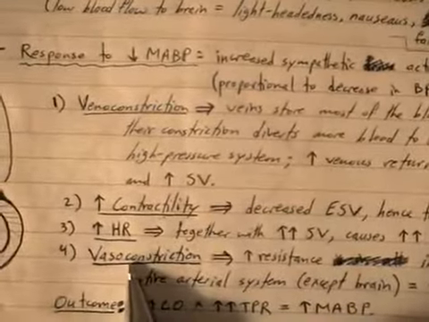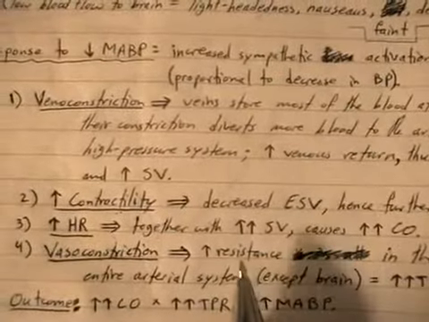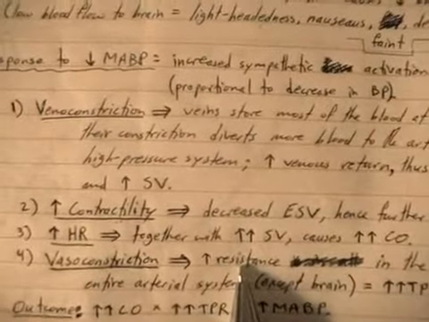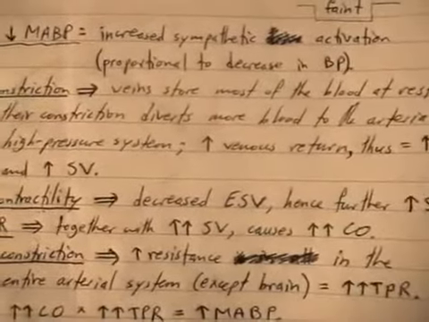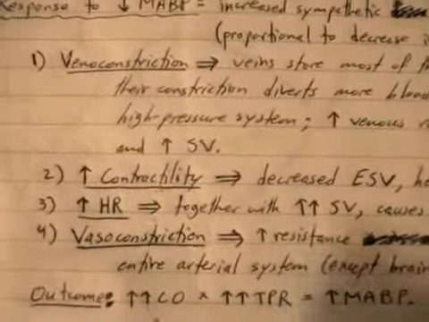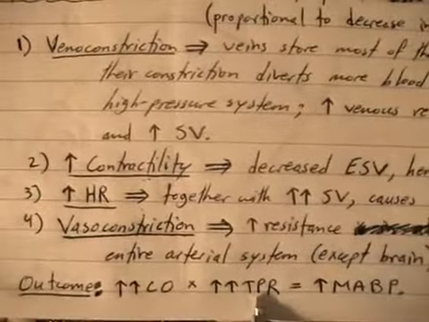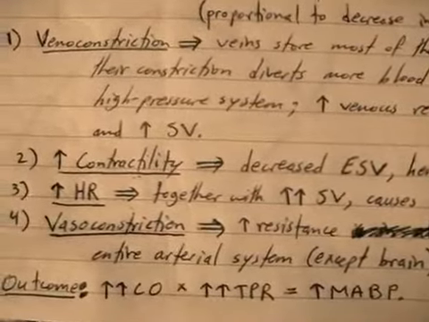Finally, there is the vasoconstriction, which is constriction of the resistance arteries. And constriction of the resistance arteries is going to cause an increase in total peripheral resistance within the arterial high pressure system. So together, an increase in cardiac output and an increase in total peripheral resistance is going to increase the mean arterial blood pressure.